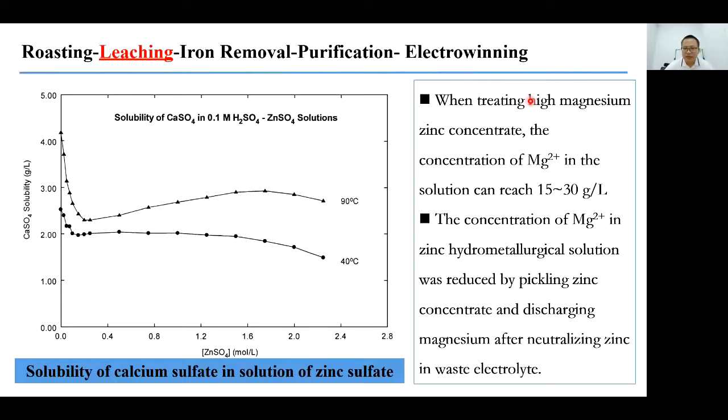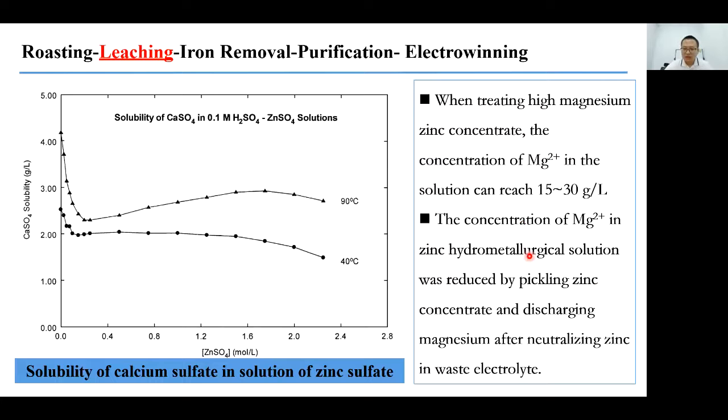When treating high magnesium zinc concentrate, the magnesium can be as much as 15 to 30 grams per liter. This should be removed, otherwise it will influence the electrowinning process and also the transportation of the liquid solution.